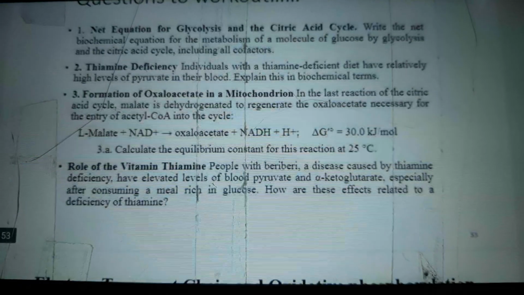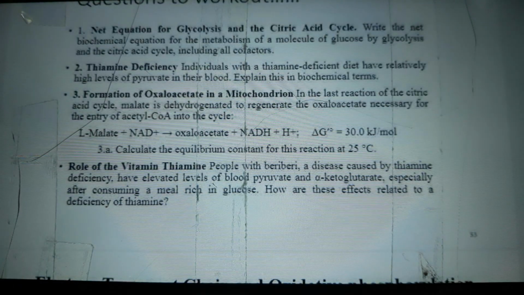Questions to work out. Net equation for glycolysis and the citric acid cycle: write the net biochemical equation for the metabolism of a molecule of glucose by glycolysis and the citric acid cycle, including all cofactors. Also, thiamine deficiency, formation of oxaloacetate in a mitochondrion, and the role of the vitamin thiamine.